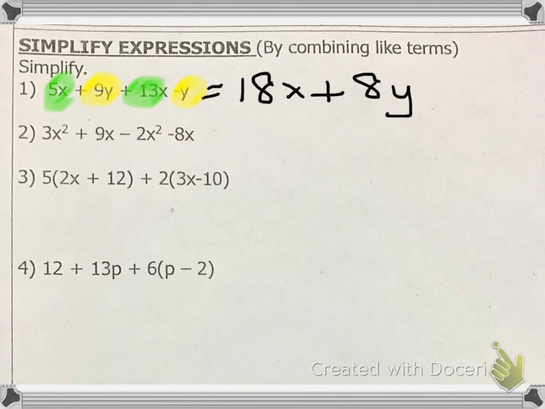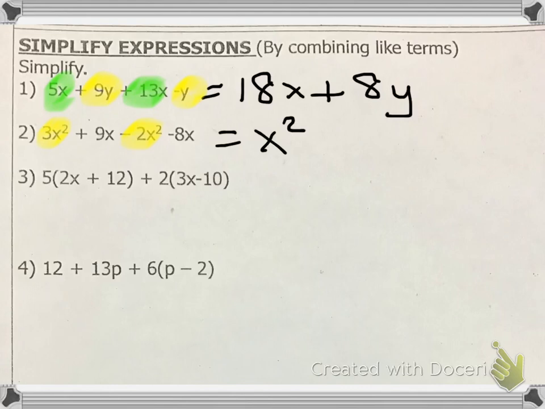All right, example number 2. I see we have a 3x squared and a minus 2x squared. Notice I'm circling the sign that goes before the 2x squared. That sign is important. That means I want to take 2x squared away from 3x squared. So that means we're left with 1x squared, or just x squared. You can put the 1 in front of the x squared. You don't have to, though.